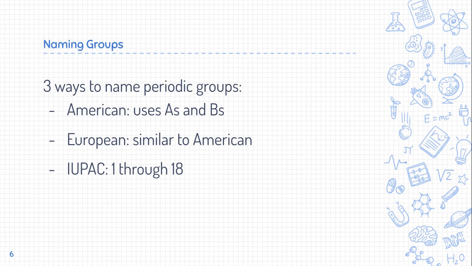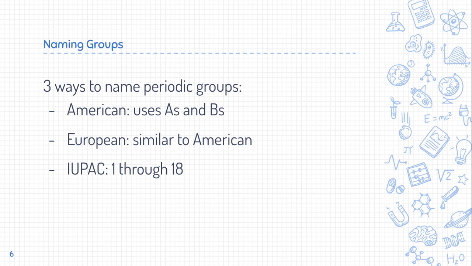So the American way uses A's and B's. All of the B columns are in that transition metal section. Those aren't super important. We don't really ever refer to those metals using their groups. But for the columns on the left and the right side, we use 1A and 2A over on that left-hand side, and then you jump over the transition metals to 3A through 8A for the rest of those columns.